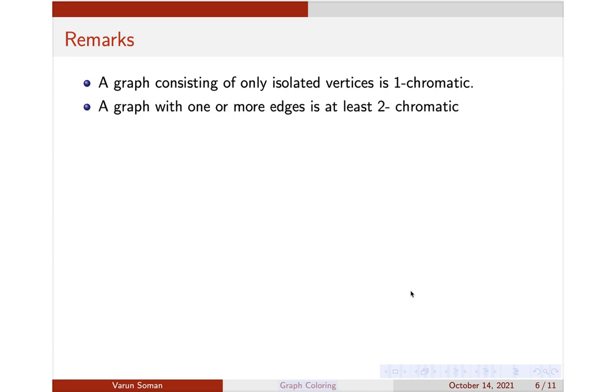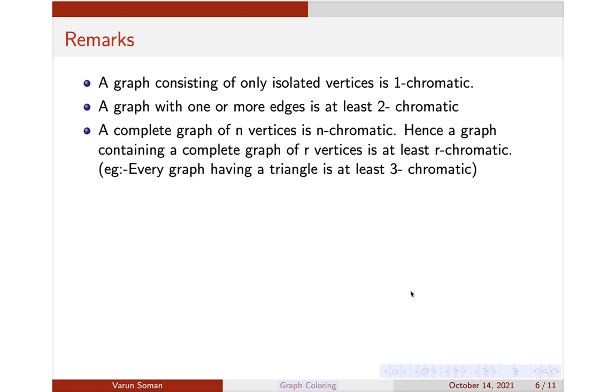A graph with one or more edges is at least two chromatic. If it contains exactly one edge, it is two chromatic. With more than one edge, we don't know, we'll have to find it out. That is why it is said to be at least two chromatic. Okay, and similarly the complete graph.